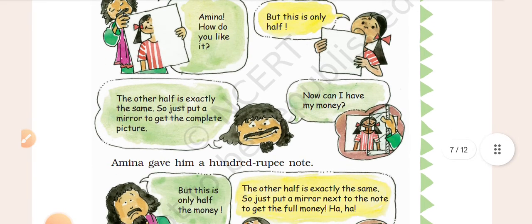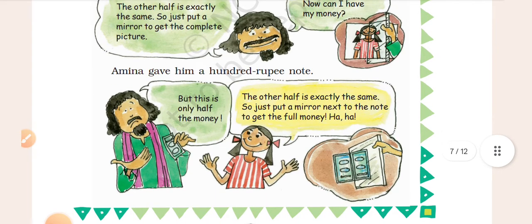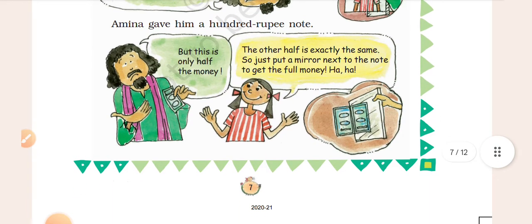Amina gave him a 100 rupee note. But this is only half the money. The other half is exactly the same. So just put a mirror next to the note to get the full money. Ha ha!